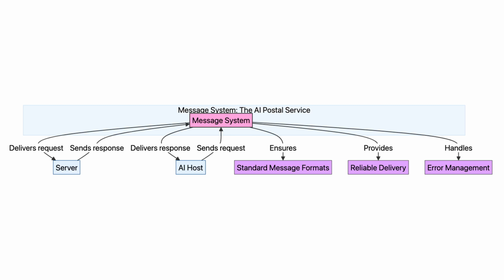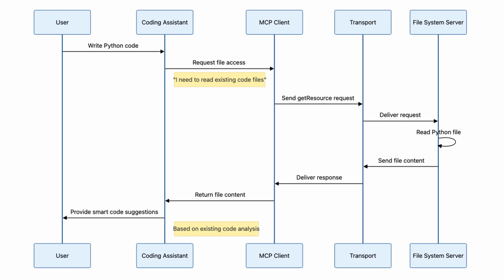That's a great question. This is where the message system comes in. Think of it like a postal service specifically designed for AI applications. It defines standard formats for messages, makes sure they get delivered correctly, and handles errors when things go wrong. Without this system, your AI tools would be like people speaking totally different languages trying to work together. Hmm, a postal service for AI.